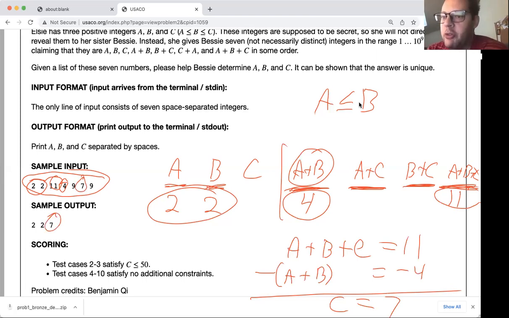So this problem is pretty straightforward. It's just a matter of thinking about what you have and realizing that A and B have to be your two smallest numbers. A plus B plus C has to be your largest number. Once you have your two smallest numbers and your largest number, then you can find what C is.